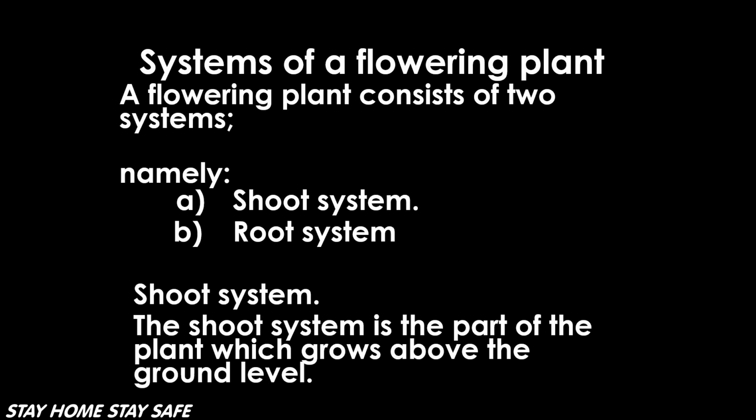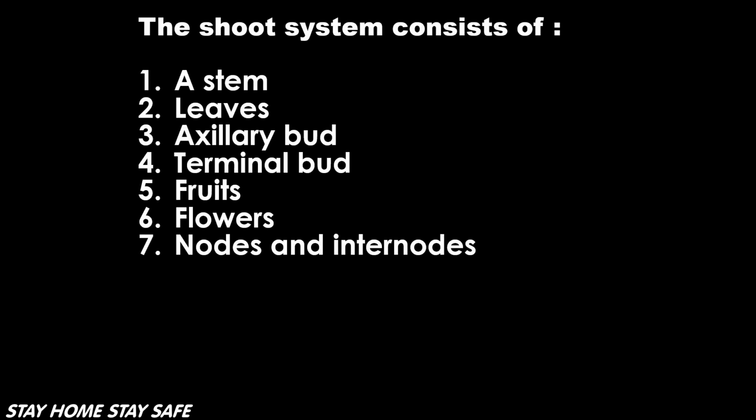You know you have plants around there. You have already written the parts. What are the parts that make up the system? We have the stem, we have the leaves, we have the axillary bud, we have the terminal buds, we have the fruits, we have the flowers, we have the internodes. If you could have mentioned any of that, you can also give yourself a tick.